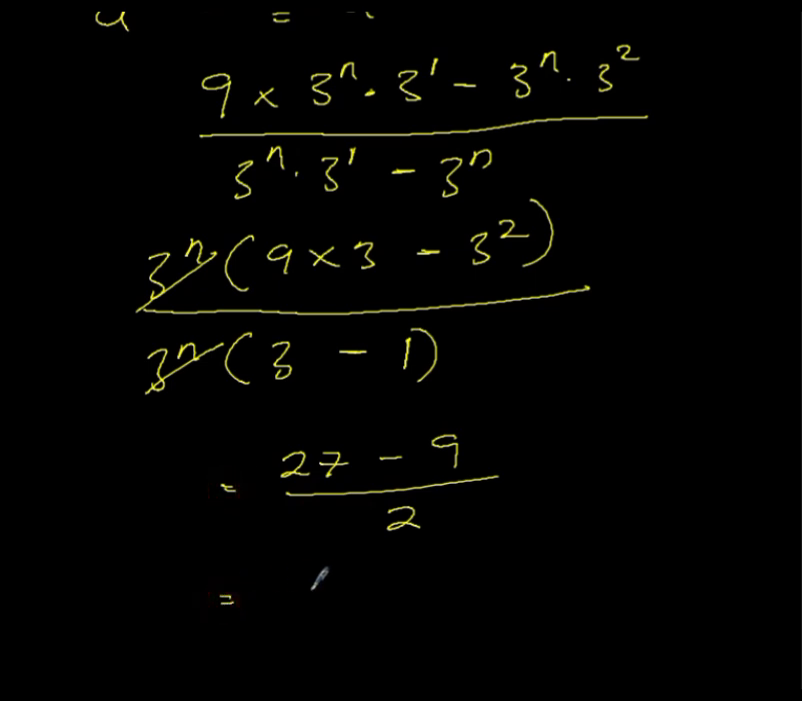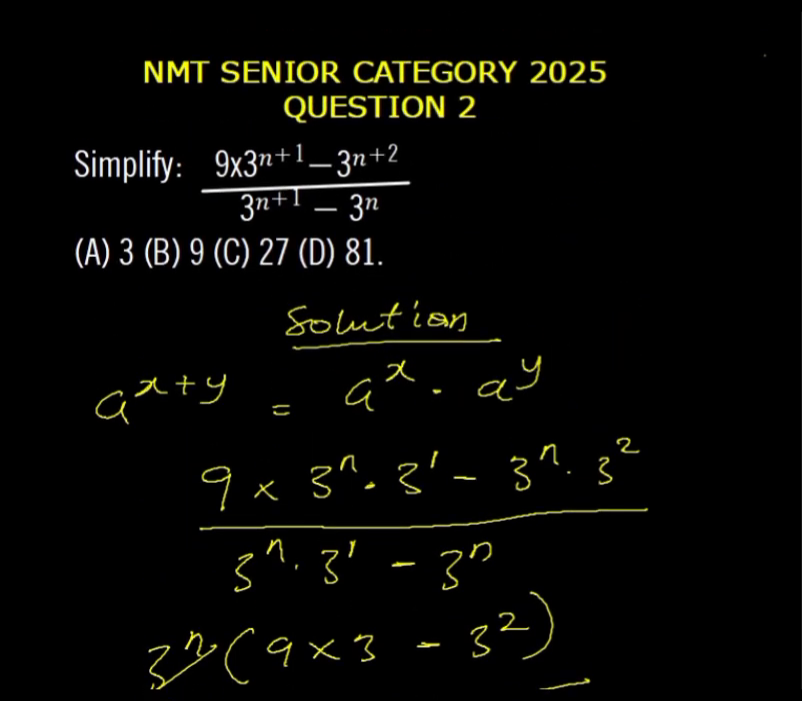So we'll say 27 minus 9 becomes 18 over 2, and 18 divided by 2 is 9. And so 9 is the answer to this question. Therefore, the correct option here is B.